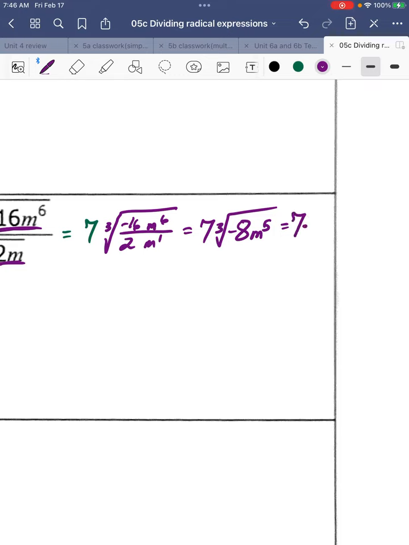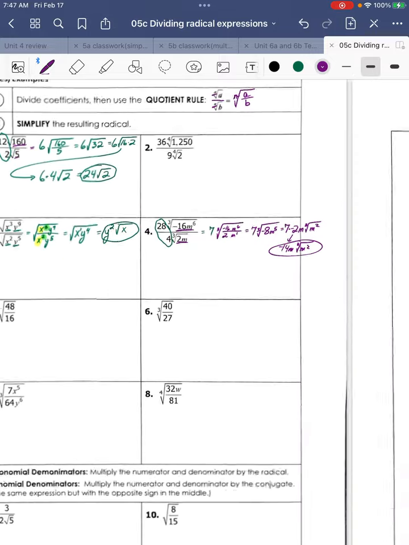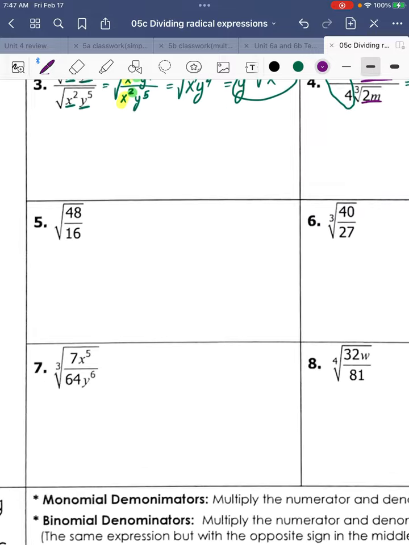Looking to simplify this, the cube root of negative 8 is negative 2. M to the 5th, I can take one group of 3 out, and the result is m cube root of m squared. Then finally multiply your coefficients. 7 times negative 2 is negative 14. So negative 14 m cube root of m squared. There's your final answer.